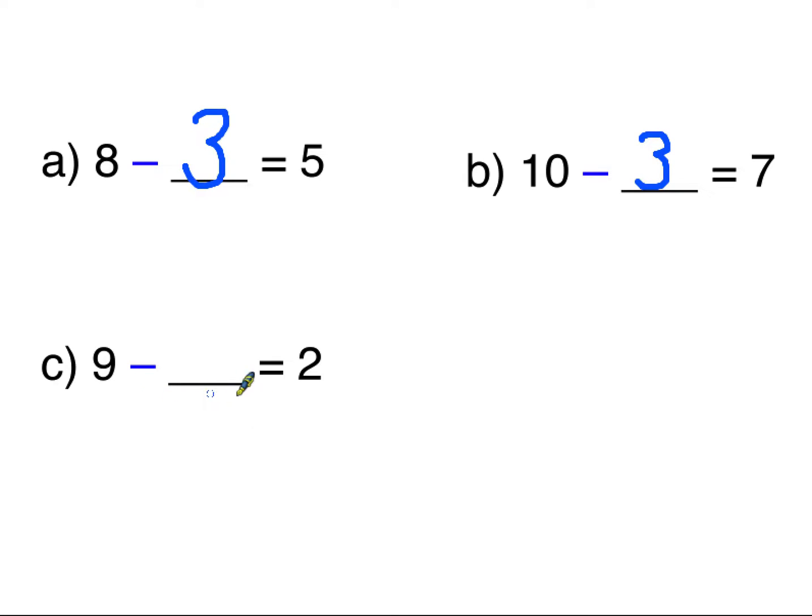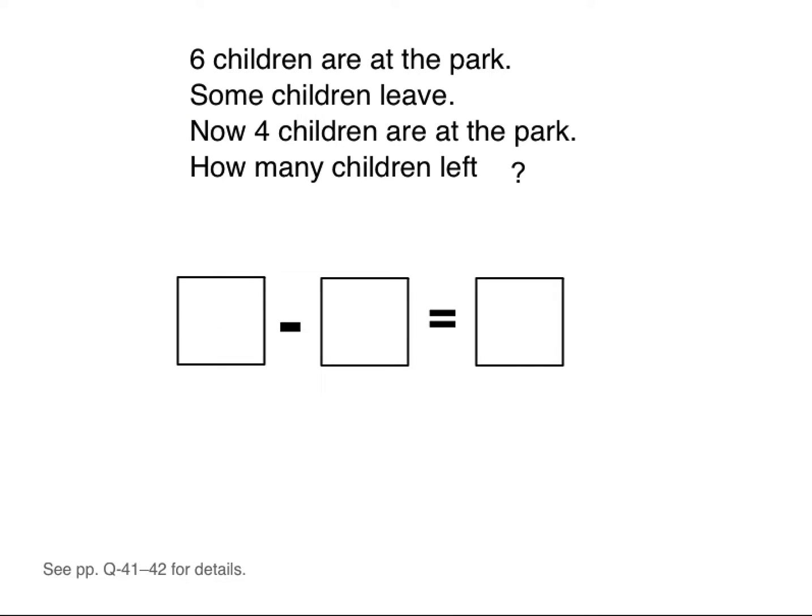9 take away what number equals 2? Too small. So let's count backwards. 9 take away 2. Ready? 9, 8, 7. 9 take away 7 equals 2. 9 take away 2 equals 7 because they're number families.